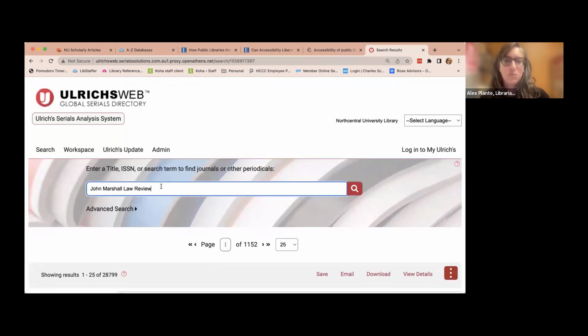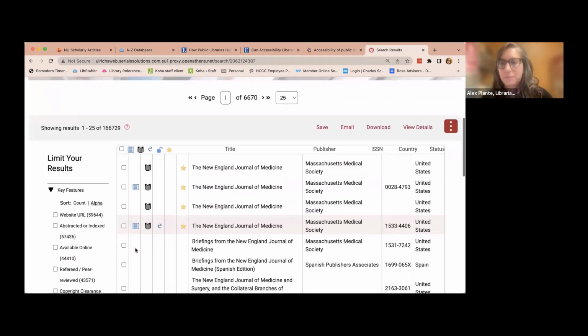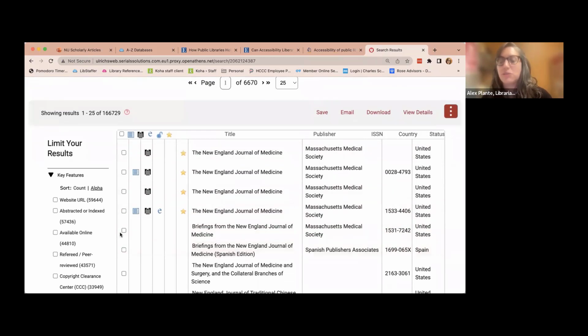So let's see one that I know should be peer reviewed. What is it called? It's called the New England Journal of Medicine. Here we go. All right, so you can see now there's a whole lot more of these icons popping up.